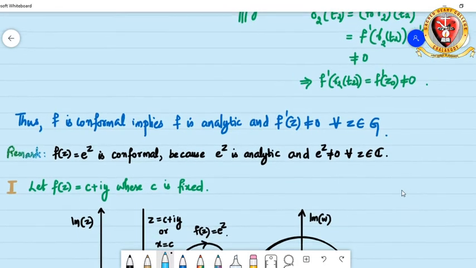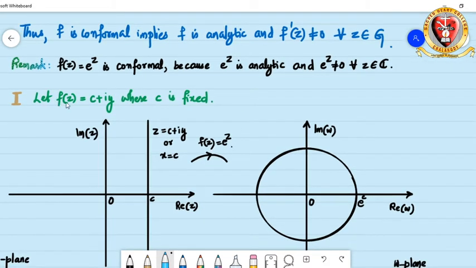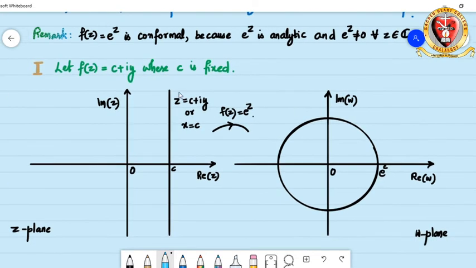Now let's deal with the next sections, some parts. In the first part, I am going to assume that the domain is c plus iy, where c is fixed and y is varying. So I'm going to think about how the function behaves for this domain set. When we are drawing, you get a vertical line, and this is c. X is equal to c, right? And y is varying. So this will be the line.